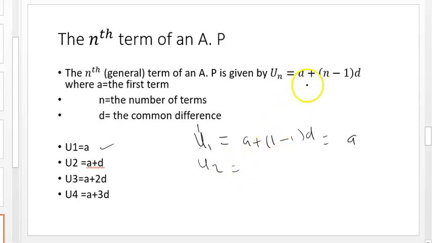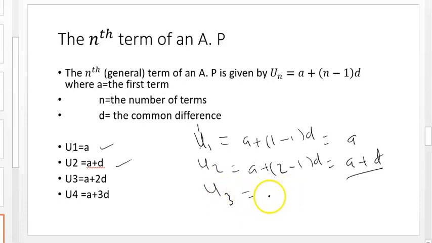U2, where n equals 2. So we have A plus (2 minus 1) times D. 2 minus 1 is 1, 1 times D is D. A plus D. Beautiful. Next one, U3. Where n is 3, A plus, 3 minus 1 is 2, 2D. Beautiful. U4 is equal to A plus, n is now 4, 4 minus 1 is 3, so 3D. Another one. Beautiful.